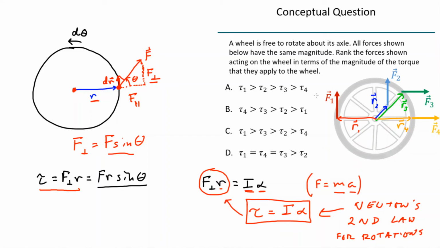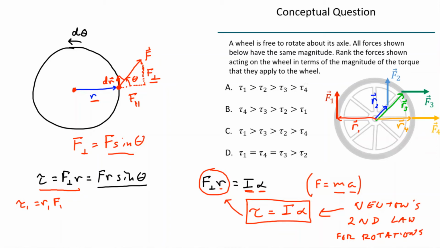Okay, well, to find the torque for each of these forces, I need to not just know what R is, but I also need to know what F perpendicular is. For F1, all of this force is perpendicular to R. The force points perpendicular to R1. So the torque here, torque 1 equals just R1 times F1. F perpendicular equals the magnitude of F1, all of it pointing perpendicular to R1.